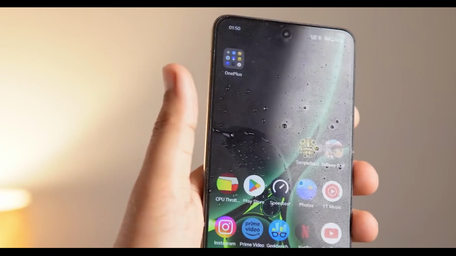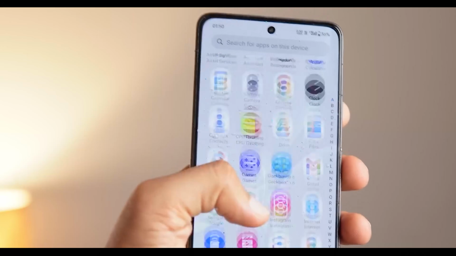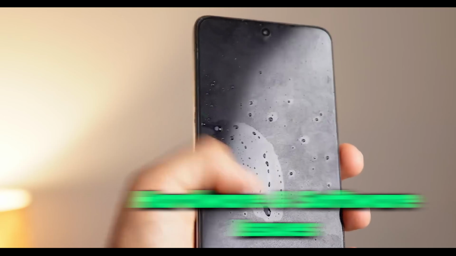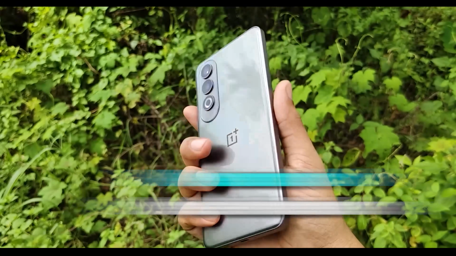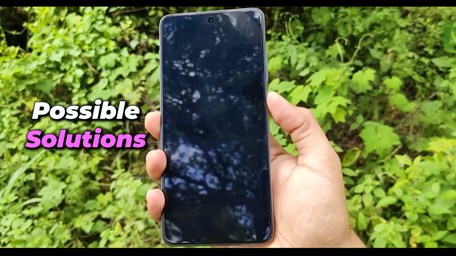The display problems that I'm going to talk about in this video are happening because of both hardware as well as because of software issues. And in this video, I'll try to talk about the reasons why these problems are happening and what are the possible solutions, if any, for these issues.